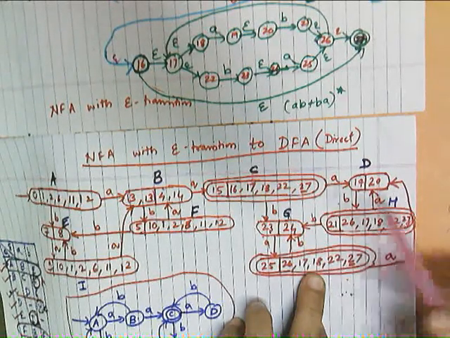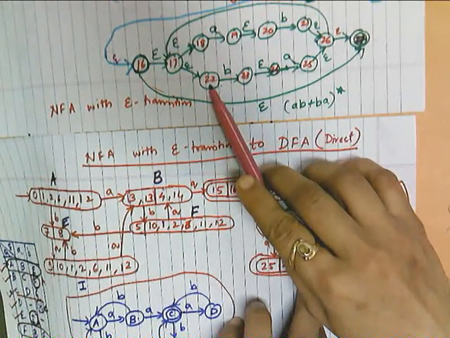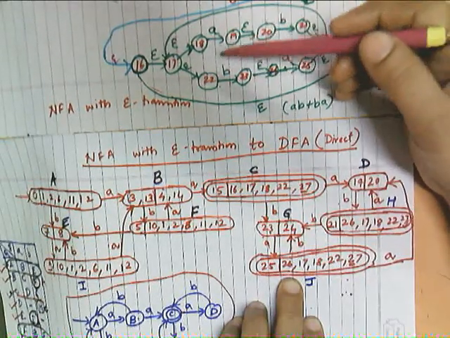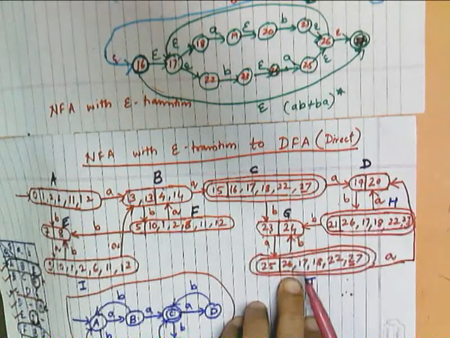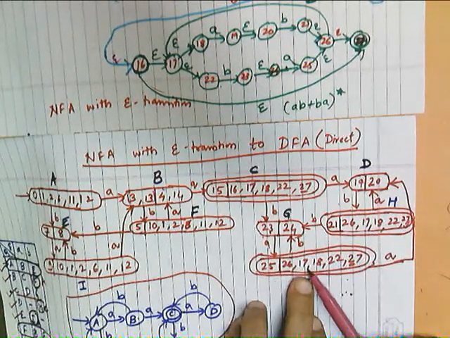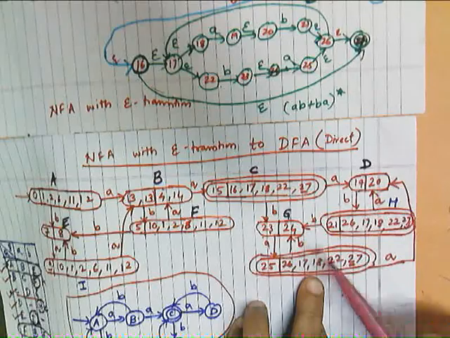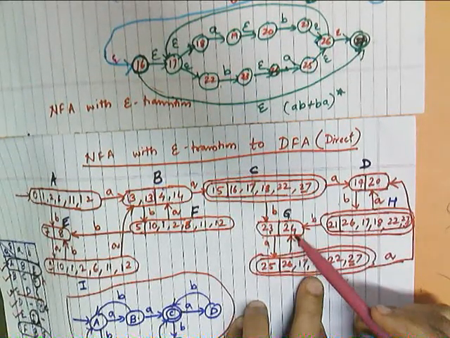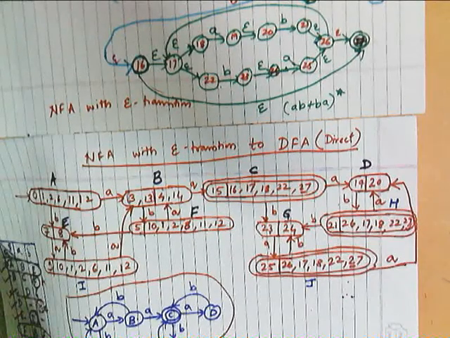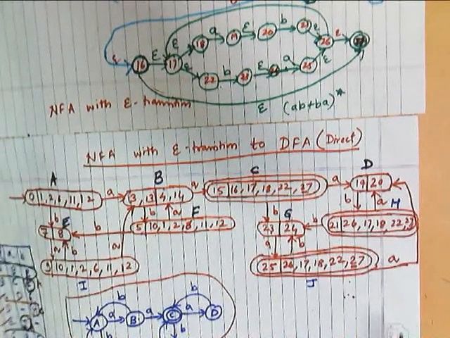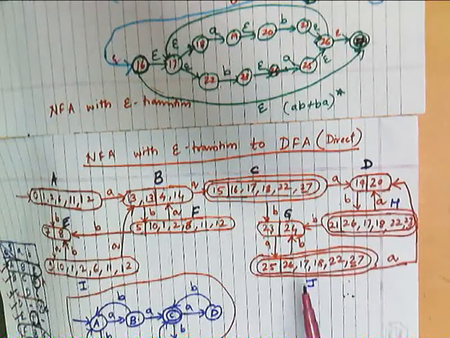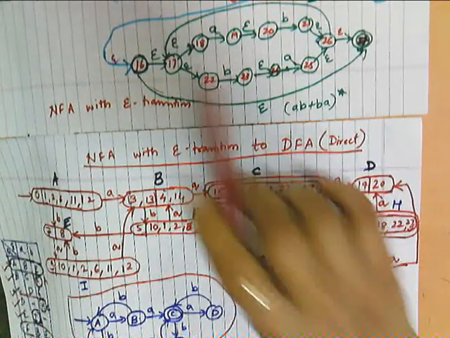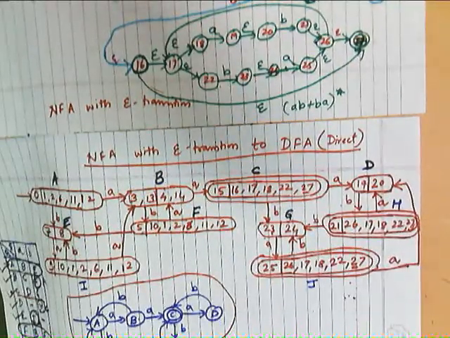Then 22 moves nowhere and 27 as well nowhere. Similarly with B, with 25, 26, 17, 18 nowhere, but with 22 it is moving to 23. So the 23 state is there. So the path is written like this. So when we have drawn all these states, we have come to a point that no new states are generated for this given NFA with epsilon move.